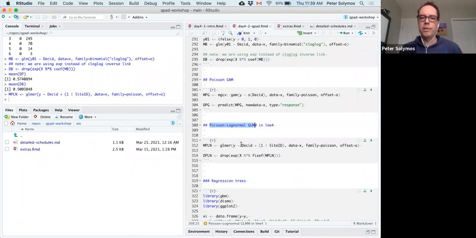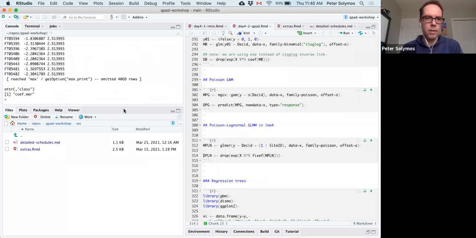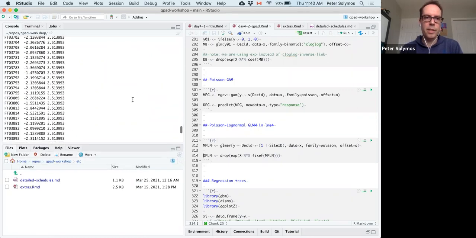So what we do here is use the fixed effect deciduous forest and a random intercept based on site ID, family Poisson, offset O. So really the difference is we're calling a different function and there is a random effect. Otherwise, the glmer specification is very similar to the GLM. Now, when we are making the prediction, we need to be careful. What you get there is a combination of fixed effects and random effects.